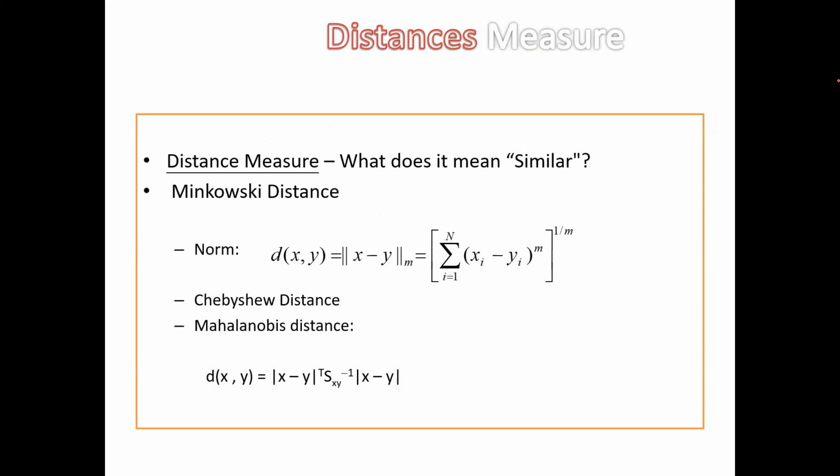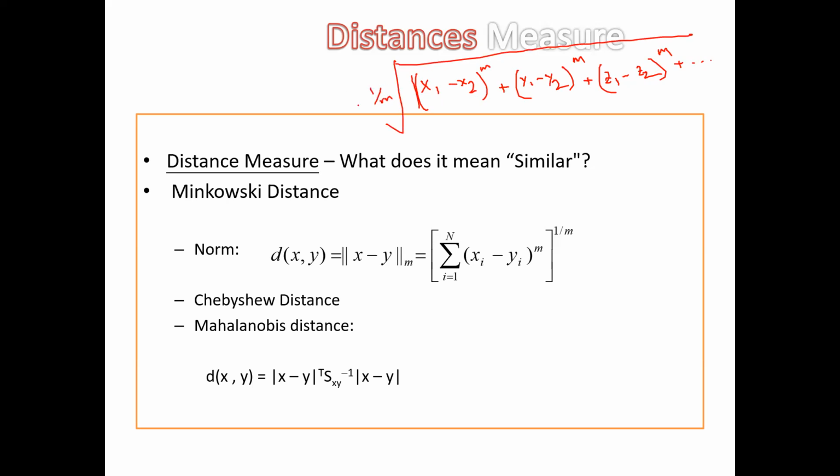So xi minus yi. If there are two values, let's say x1 minus x2, y1 minus y2, z1 minus z2, and so on. What I'm taking is this to the power m, this to the power m, this to the power m, and so on, all to the power 1 by m. That is my Minkowski distance.